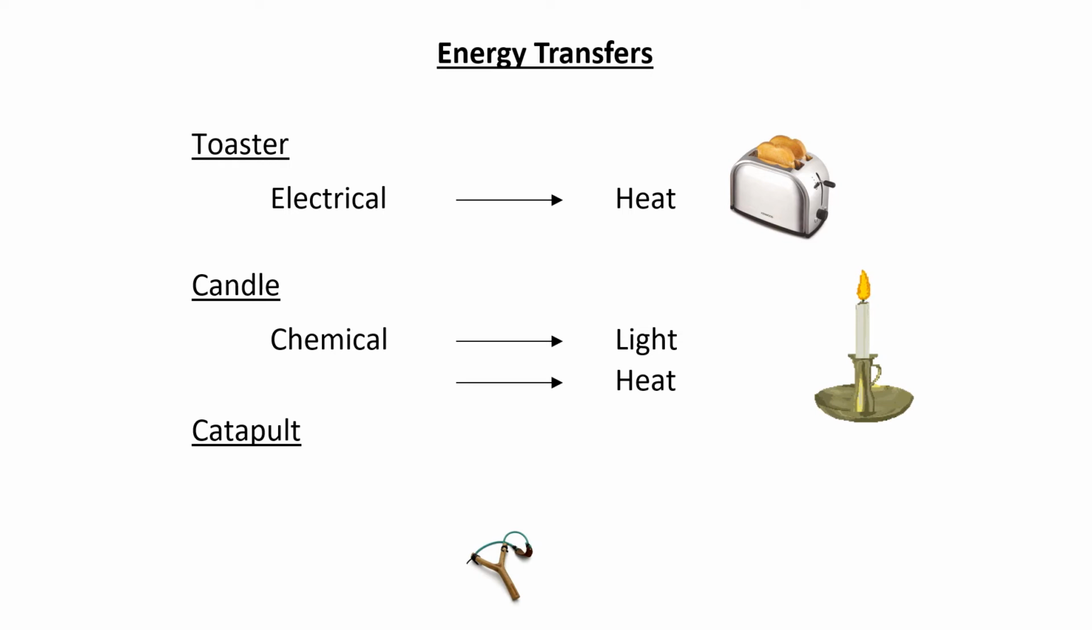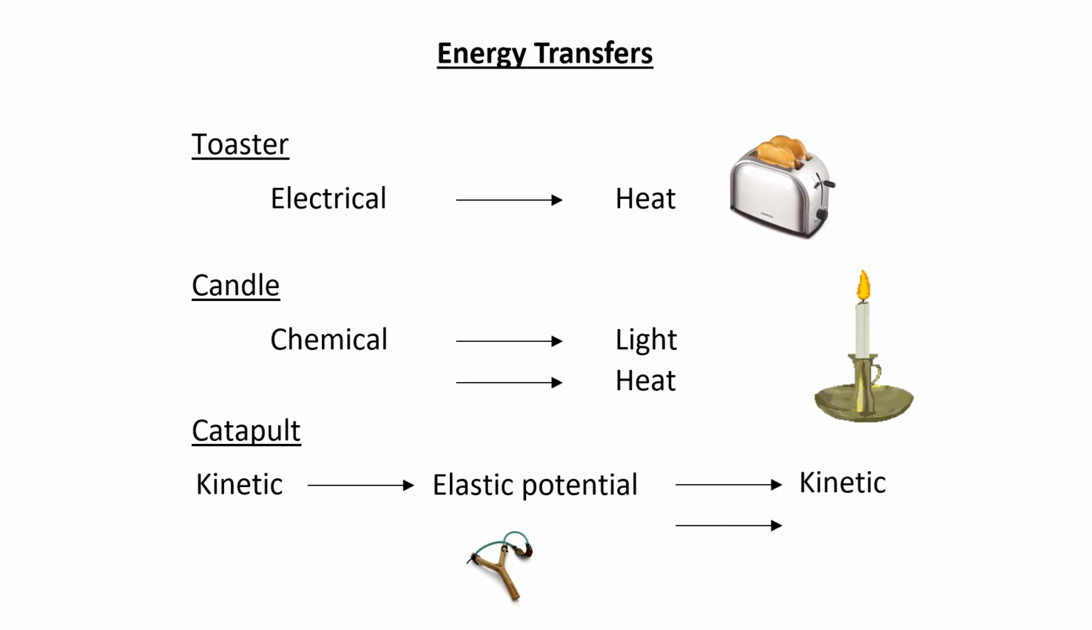Now, in a catapult, we would start with kinetic, which would be the action of somebody pulling the catapult back, and that then transforms or transfers into elastic potential once you have pulled the elastic back. And then once you release, the elastic potential energy transfers and turns into kinetic energy, which would be the useful form. You will also get some sound. That would be the whooshing sound that you hear. So that is a transformation of energy as well, from the elastic potential to the sound.